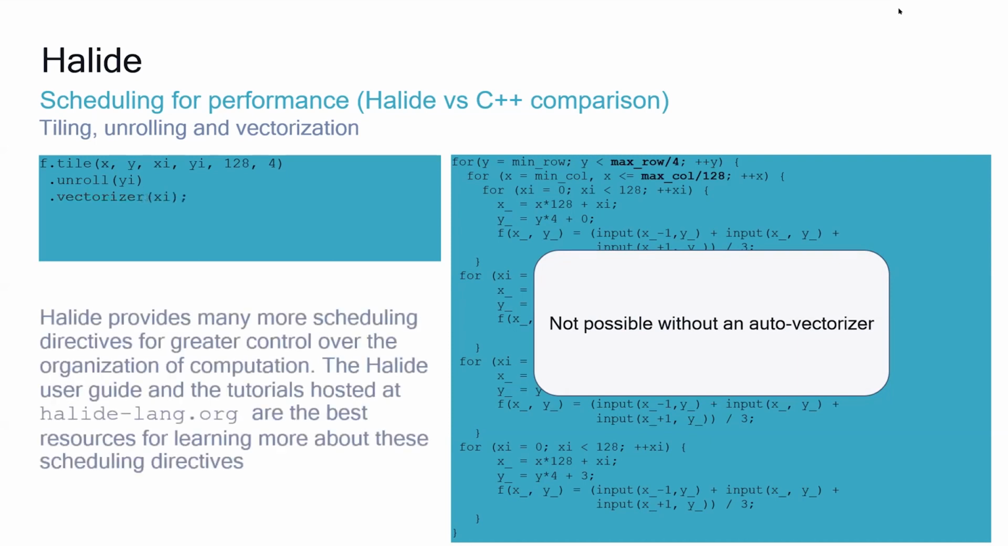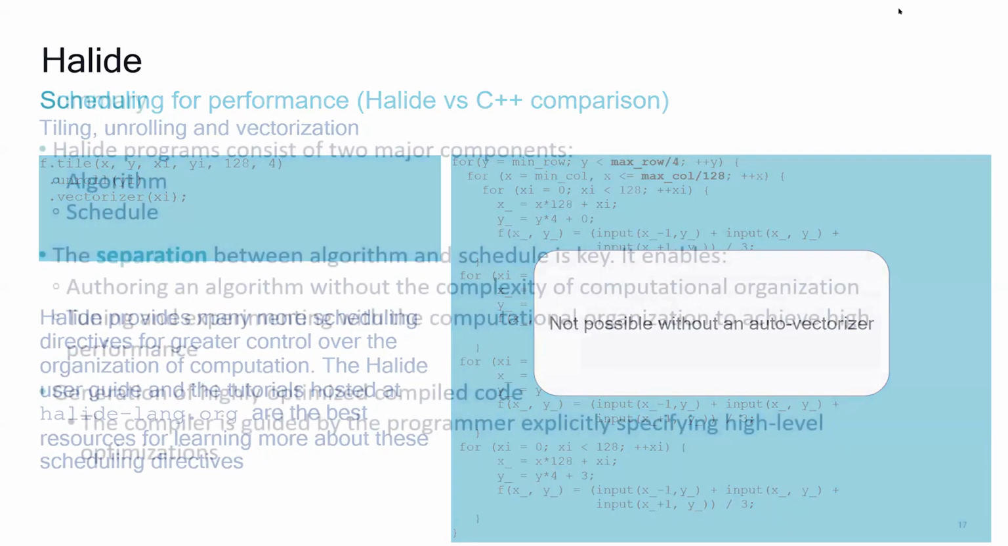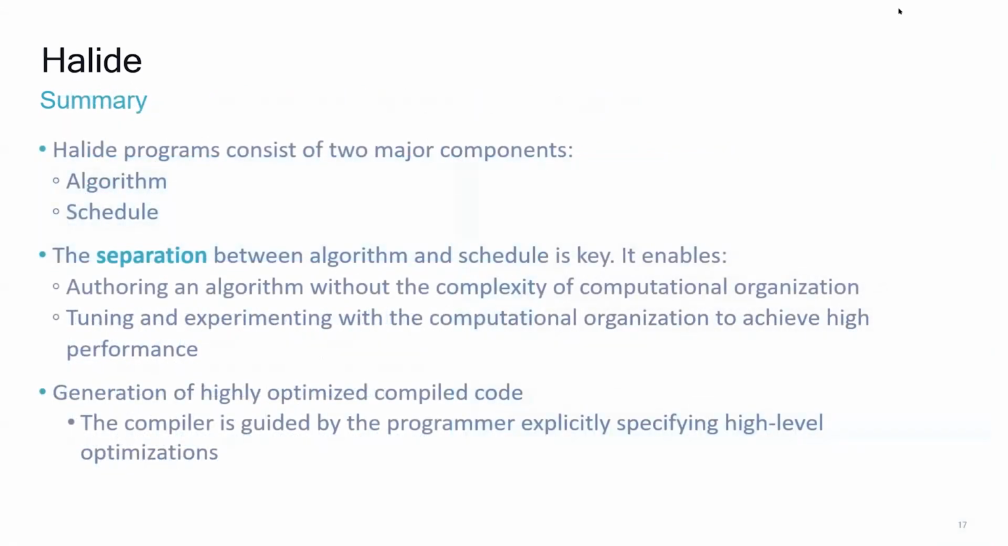Now, there will be an obvious question in all of your minds: this code of Halide is very abstracted. How can it perform comparably to handwritten assembly? We'll come to that part. We'll give you a real case of what we have done. So this is a summary about Halide. The separation between algorithm and schedule is the key.